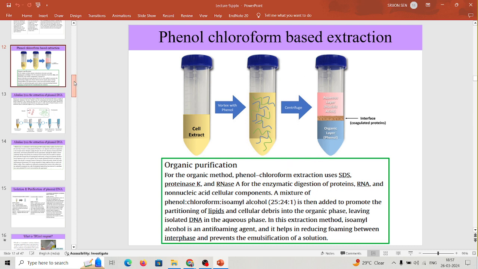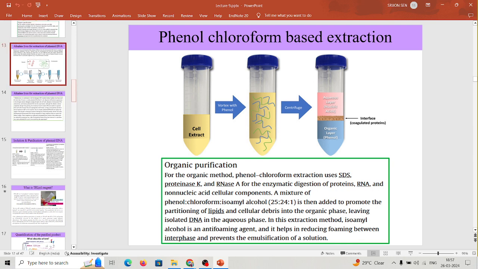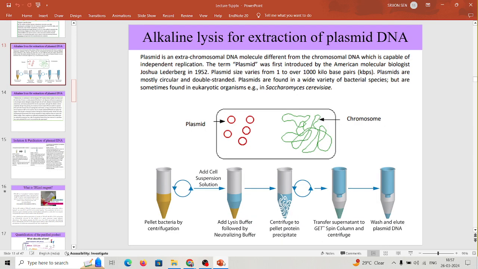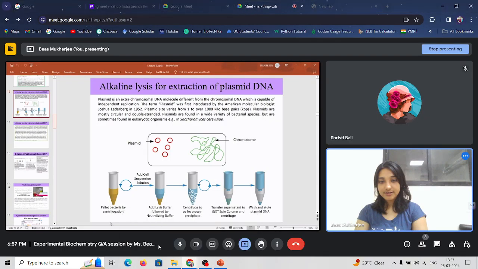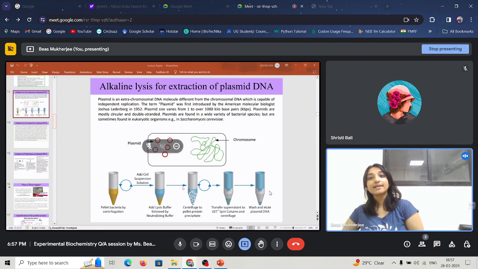Now we will look at the entire process of alkaline lysis for extraction of plasmid DNA. Okay, so let us have a look at this. Now what happens here is alkaline lysis.